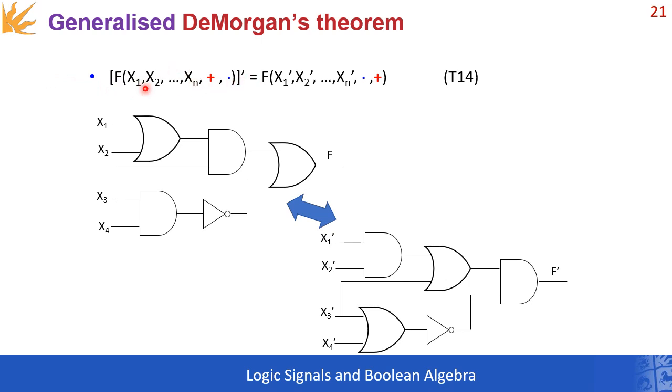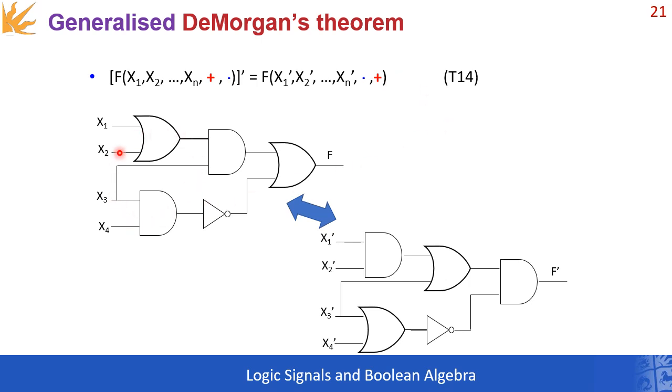Let's see what we've got here. We've got this function which has several variables as inputs. It has n variables, as you can see, and it has some series of ORs and ANDs. Now, if you invert the whole of it as an expression, what you get is again the same function, but all the inputs are inverted, and all the OR operations have been replaced by AND operations, and all the AND operations have been replaced with OR operations.